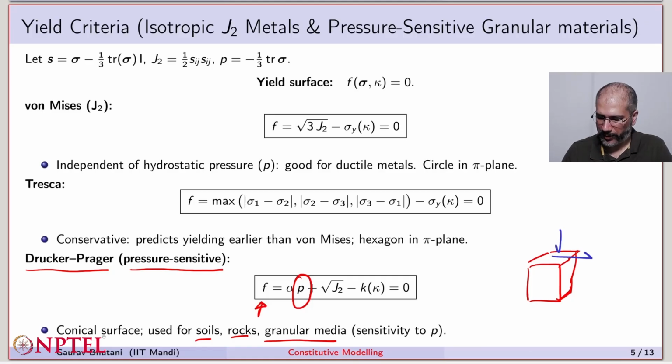Now, if you increase the pressure, you have an intuition that the friction increases. So now you will need more shear stress to let the grains move over each other. That is, if you think of the material as a whole, for the material to plastically flow. So these are called pressure sensitive materials, where the yield surface depends on pressure.